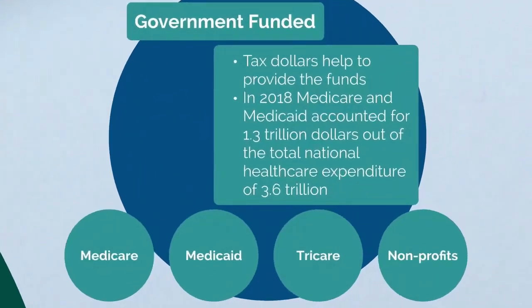Starting with government funded healthcare, tax dollars help to provide the funds for these healthcare plans. In 2018, Medicare and Medicaid accounted for $1.3 trillion out of the total national healthcare expenditure of $3.6 trillion. So this just goes to show that government-funded healthcare does contribute to a large portion of the national healthcare expenditure each year.